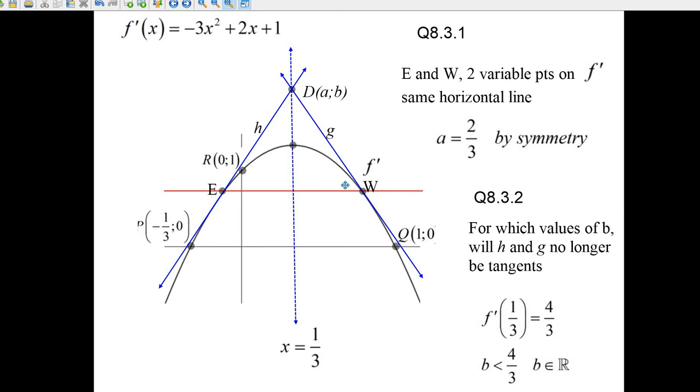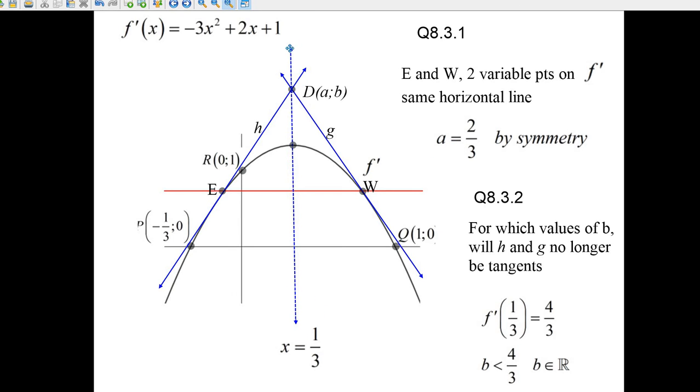And right away, I'm looking at the symmetry of this situation. And it looks like, hey, these gradients would be almost exactly the same, but one would be positive and one would be negative. That's kind of interesting. But the first question, it also says that these two tangent lines that are formed, H and G, intersect at a point D, which is called A and B. Oh, not everything's variable in what's going on. But they say, okay, tell us what A is.